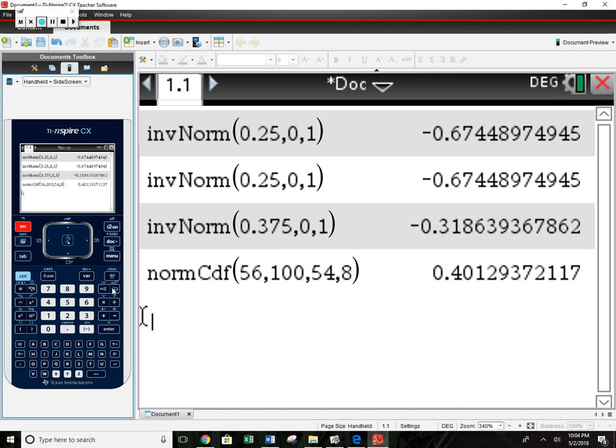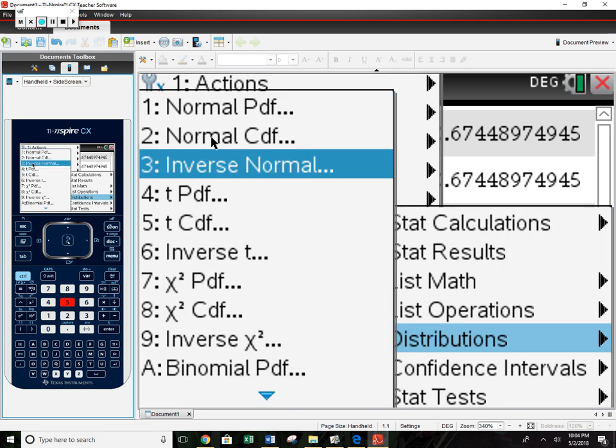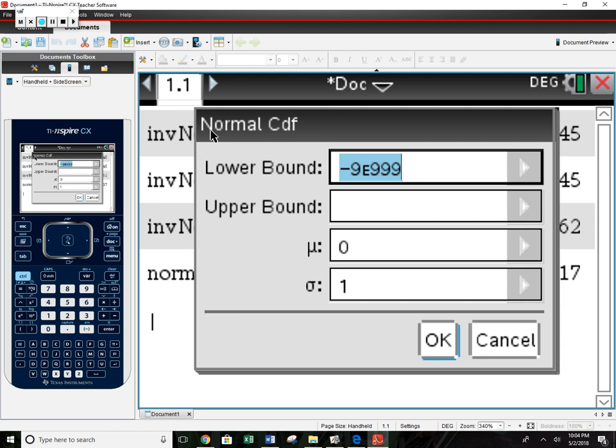Okay. Let's just go escape. We'll just start fresh. Menu 6.5, normal CDF. We're going from 0 to 30, mean of 54, standard deviation of 8.